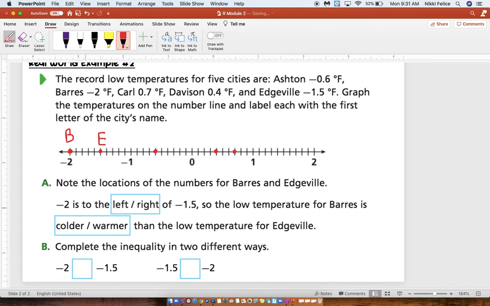Negative 2 is to the left of negative 1.5. So the low temperature for Bars, which is right here, that's colder than Edgeville. Bars is more towards the left, which means it's smaller and colder. So if I know negative 2 is smaller and colder, my inequality will be facing in this direction or this direction, depending on how you put the numbers.